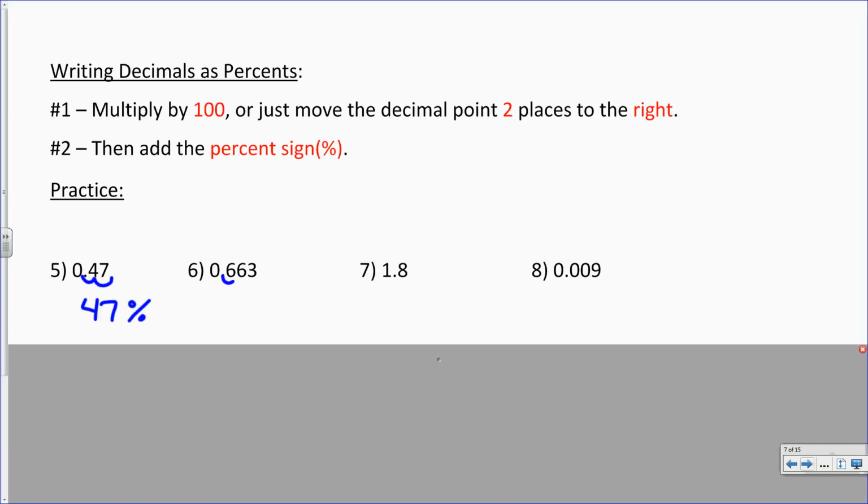Okay, on number 6, you should have moved it 2 to the right. 66.3%. Here when I move it 2 to the right, I've got a space I need to fill, so I add a 0 for it to fill that space, 180%. Finally, when I move the decimal here, I still don't quite get past the 9, so it's 0.9%. And that's how you convert from a decimal to a percent.